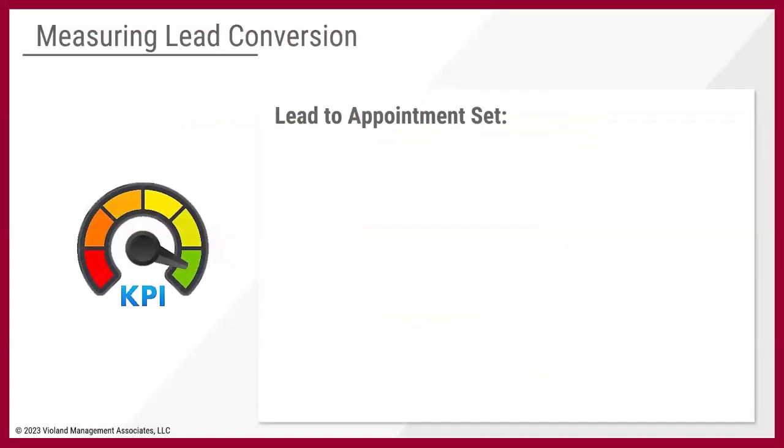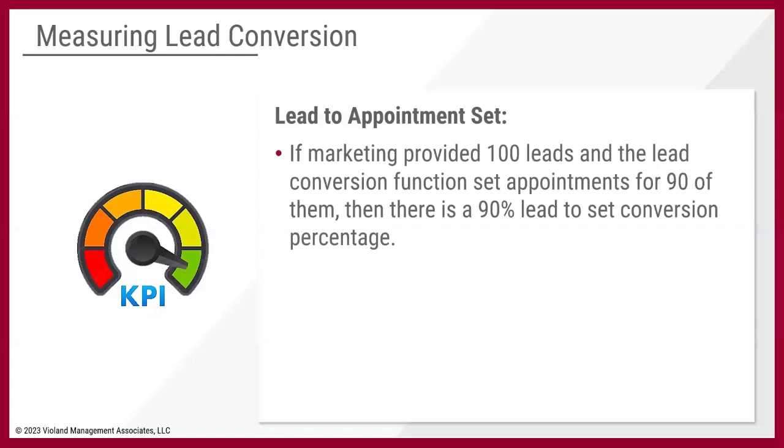Let's break some of these bus stops down and see what we can do about this. Okay, the first one: lead to appointment set. So if marketing provided 100 leads and the lead conversion function set appointments for 90 of them, then there's a 90% lead to set conversion.